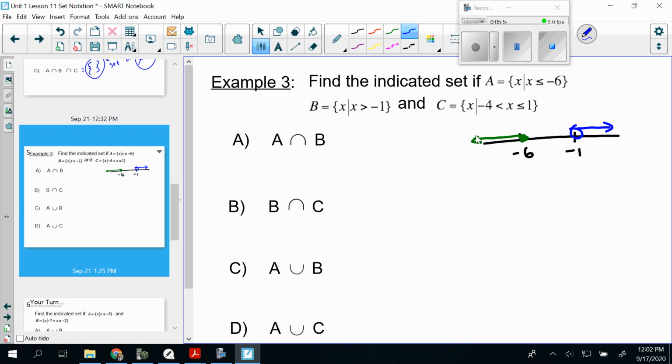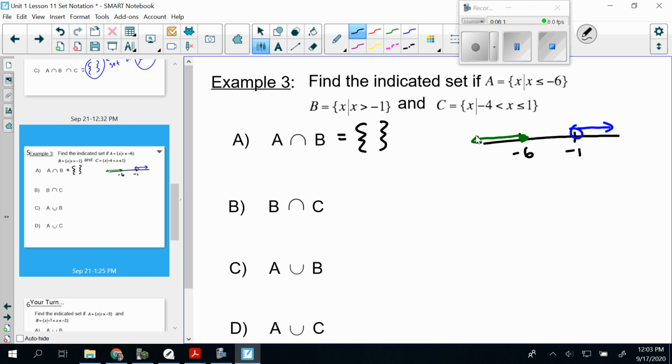Remember, intersections overlap. Did we have any overlapped parts to these two graphs? No, they don't overlap at all. And so this answer would be the empty set here. There's no numbers that are going to be in either.